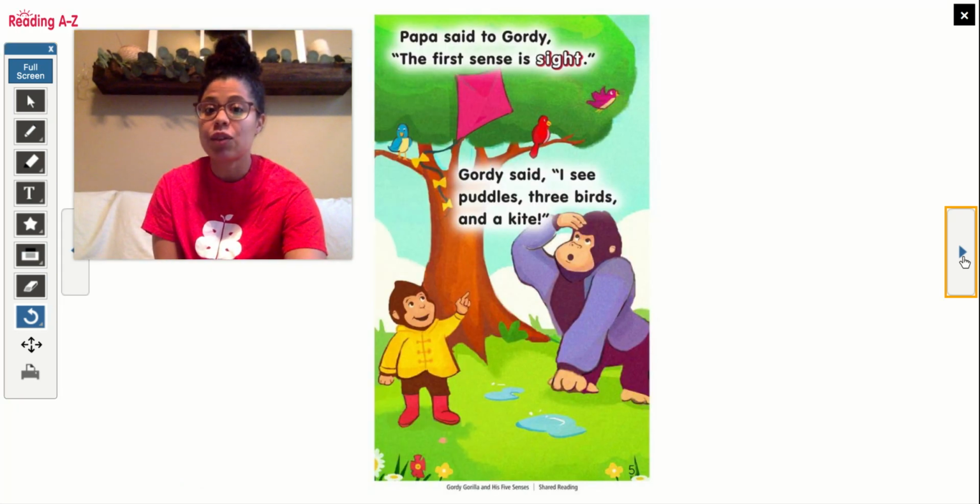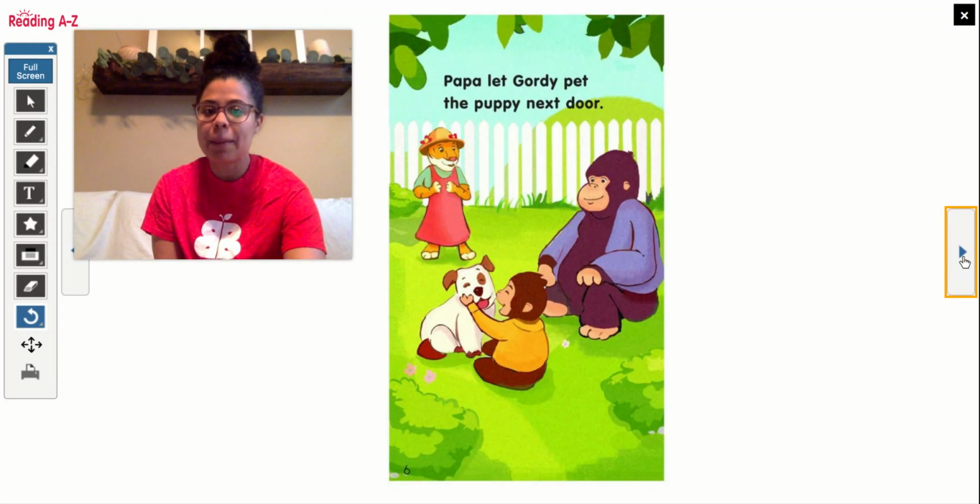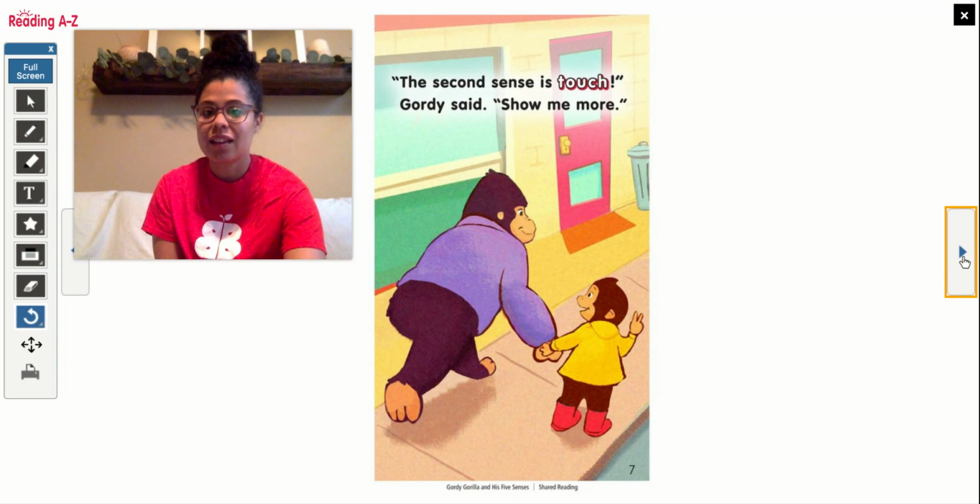Papa said to Gordy, "The first sense is sight." Gordy said, "I see puddles, 3 birds, and a kite." Papa let Gordy pet the puppy next door. "The second sense is touch." Gordy said, "Show me more."